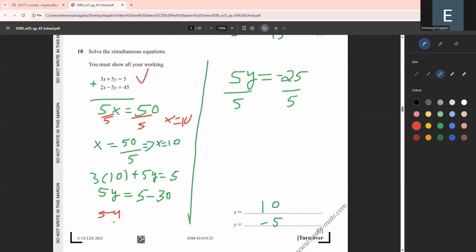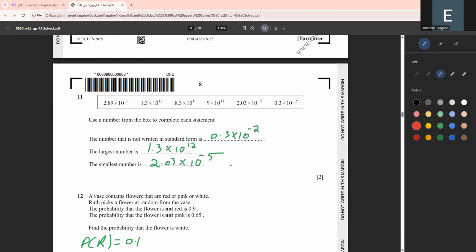So I can just continue here. 5y is equal to negative 25, and then you divide by 5. And then x will be that and y will be that one. Okay. Very good. Next question.